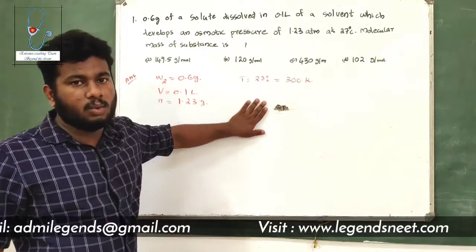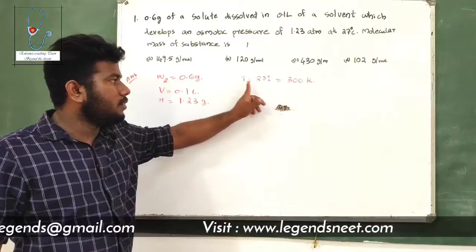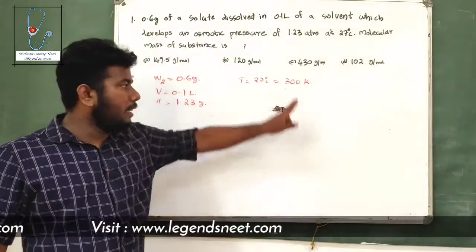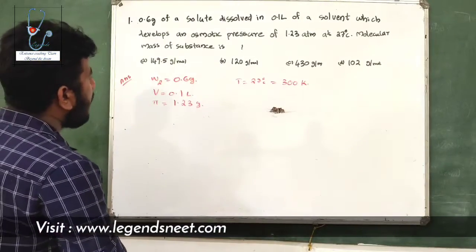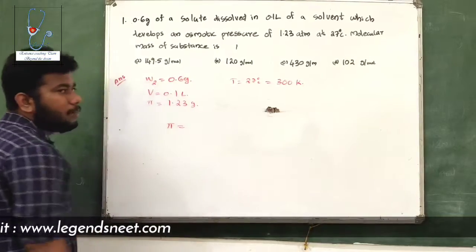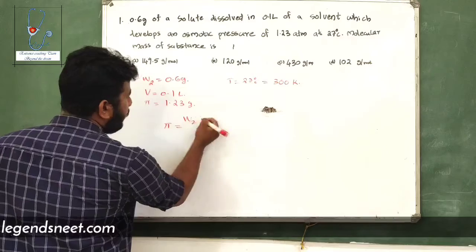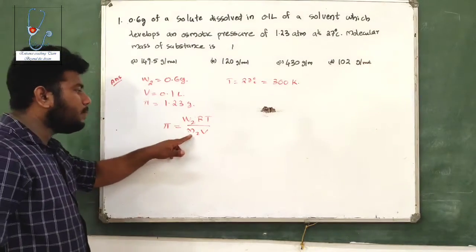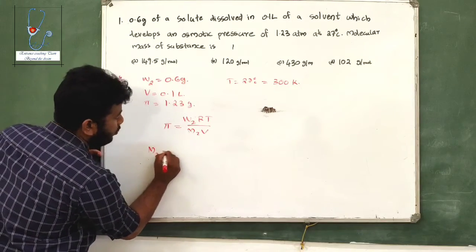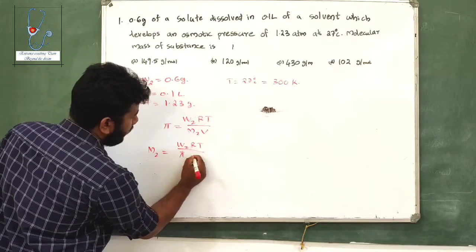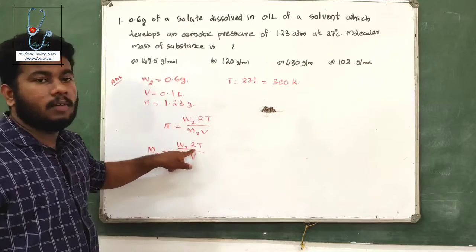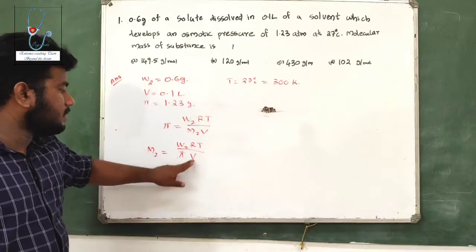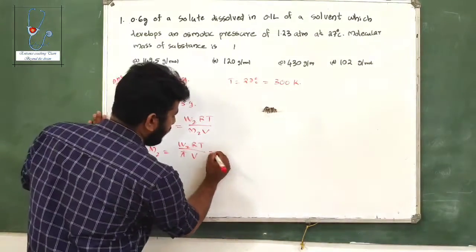You should standardize the units to SI. The SI unit of temperature is Kelvin. So you must add 273 to the 27 and you get 300 Kelvin. So we have the equation: pi, which means osmotic pressure, is equal to W2 RT by M2 V. What is M2? M2 is the molecular mass. We can rearrange: M2 is equal to W2 RT by pi V, where W2 is given, and R is the universal gas constant, which is 8.314. Temperature T is given, osmotic pressure is given, volume is given. Just substitute and give the answer.